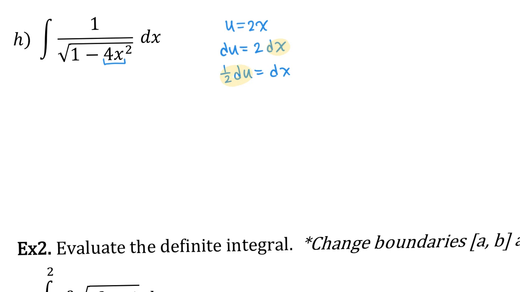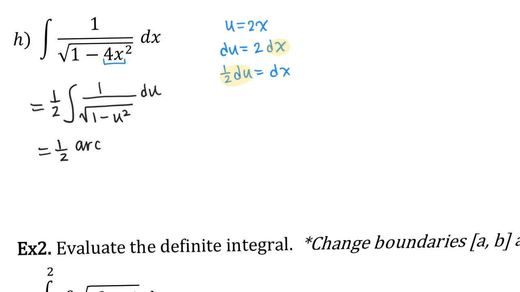Okay, let's do that and see why this works out. The 1/2 is a constant, so I'm just going to move it to the outside: 1/2 times the integral of 1 over the square root of 1 minus u squared du. For dx, I plugged in 1/2 du, I put the du here, and since the 1/2 was a constant, I moved it to the front. Now when I look at this, I should know what the antiderivative is. This is the derivative of inverse sine, so the antiderivative is arc sine of u, or inverse sine of u, plus c.